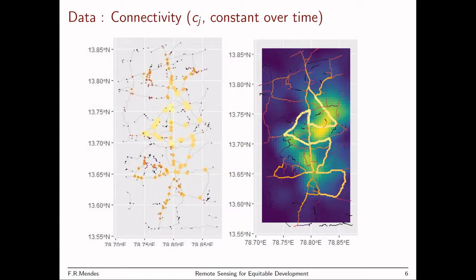The second part of our analysis is connectivity, and we use graph theory to assess the importance of the nodes of this road network, and then we extrapolate that to all the grids that surround this road network, and we sort of fill it in. And here we have hot for very important grids and cold for less important grids.